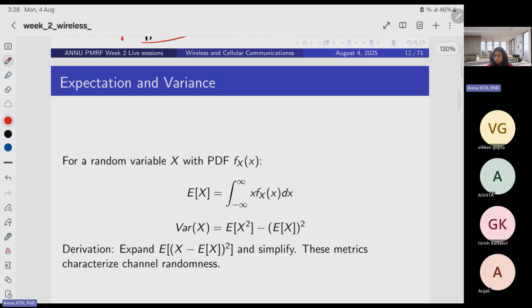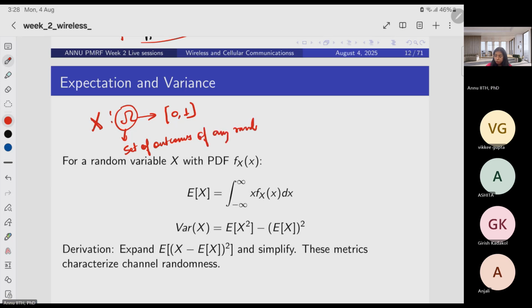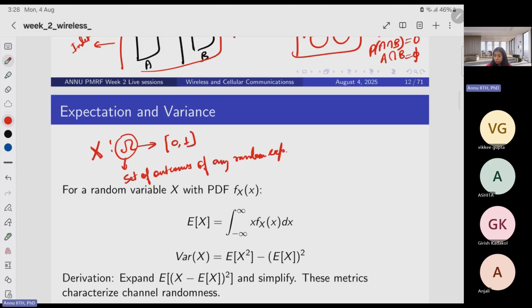Another term is expectation and variance. What do you call a random variable? A random variable is a function that maps from omega, the set of outcomes of any random experiment. What do you mean by random experiment? Any random experiment, like tossing a coin, gives H and T, and you map it to either 0 or 1. This mapping is called X.